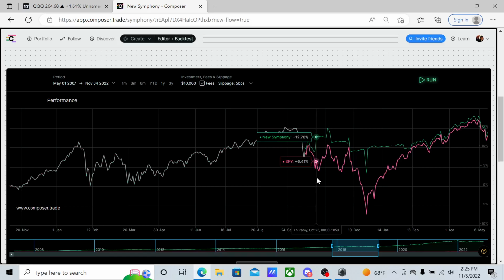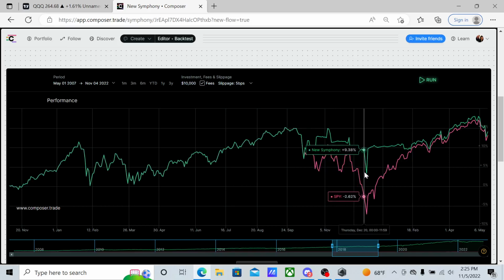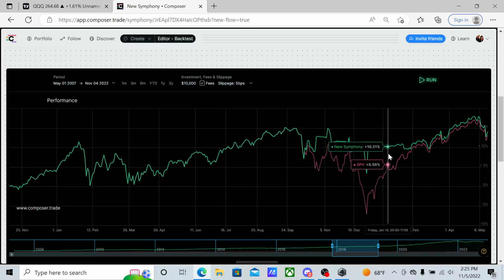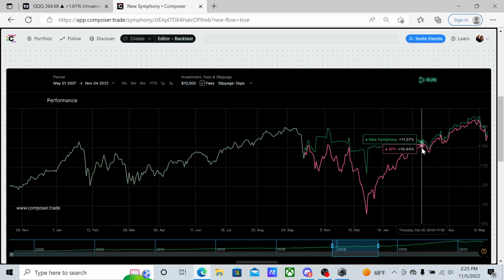So caught a nice rebound there, caught another one there, got screwed there, caught one there, got screwed again, got screwed again, and then bounced up. But the important thing is you were doing better, you weren't falling as far as the S&P was falling. But notice buy and hold will start to catch up with you again. So if you're looking at smaller time windows, it's going to look like you're underperforming the market.